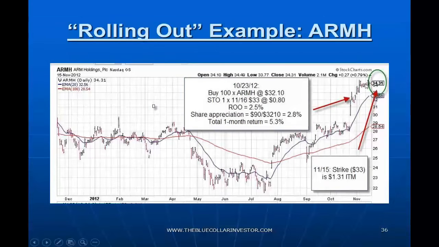I bought the stock at 32.10. STO, sell to open the out-of-the-money 33 call for 80 cents. That means I generated a 2.5% initial option return.